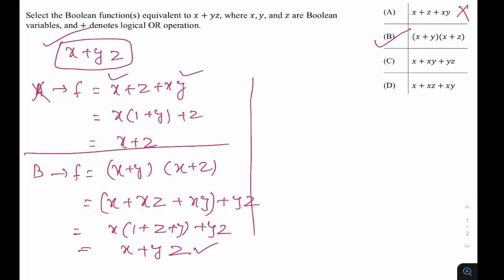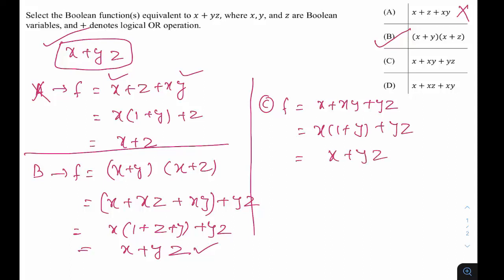So let us verify C and D as well. If I go with C, the function value is given as x plus xy plus yz. From the first two terms, I can take x common. This is 1 plus y, and this is yz. So 1 plus y is 1. So this is equivalent to x plus yz. So yes, my requirement is x plus yz. So C is also coming correct.